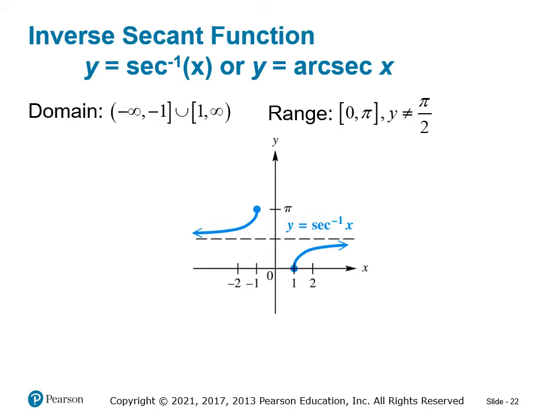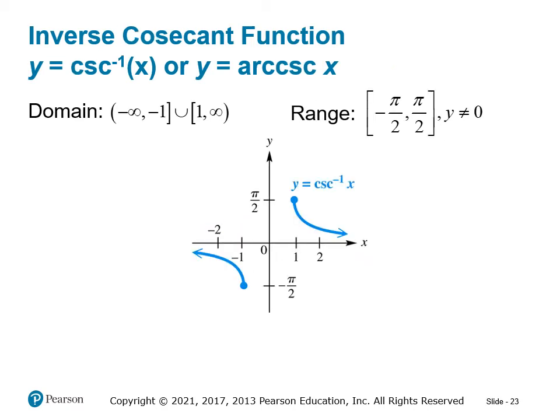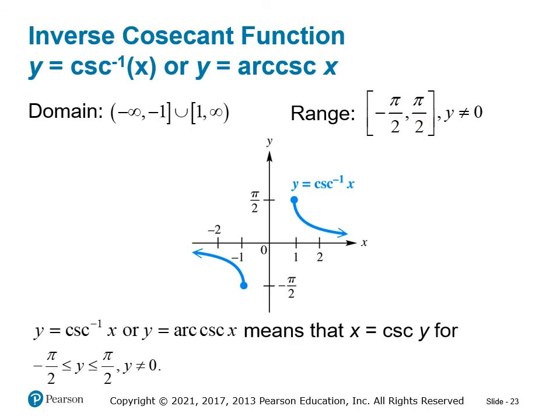Here we have secant, y equals the inverse secant of x. And we are in, again, secant is the reciprocal of cosine, so we're in quadrant 1 and quadrant 2. Cosecant is the inverse of sine, so we're in quadrant 4 and quadrant 1.